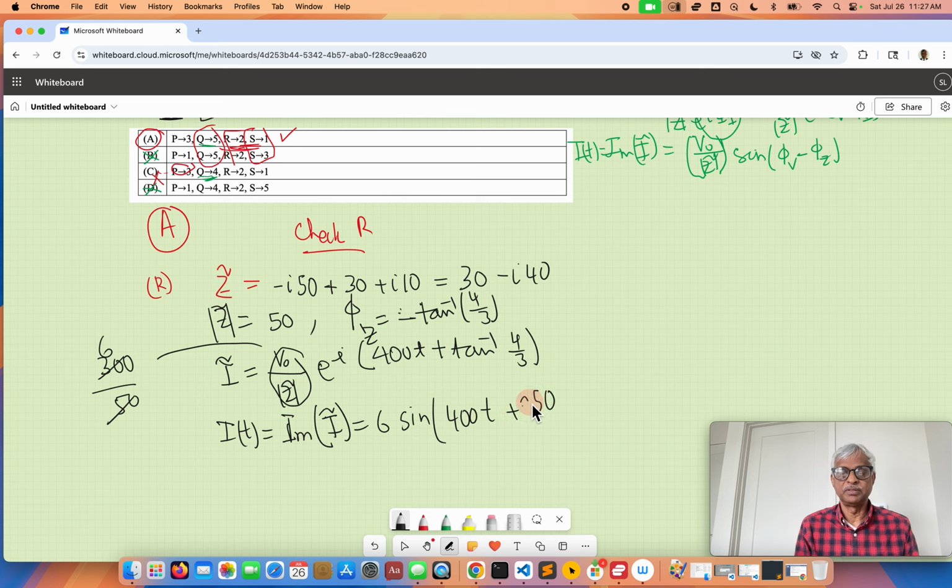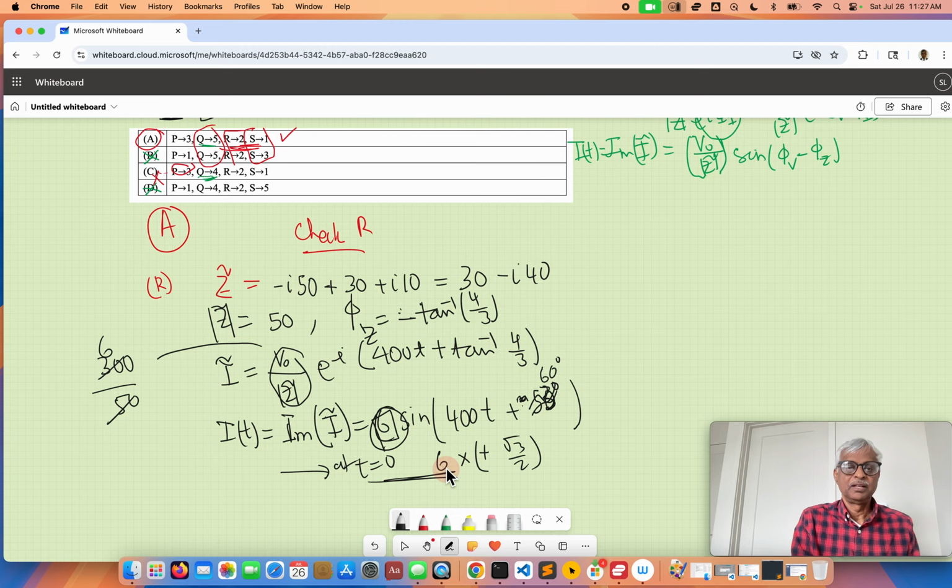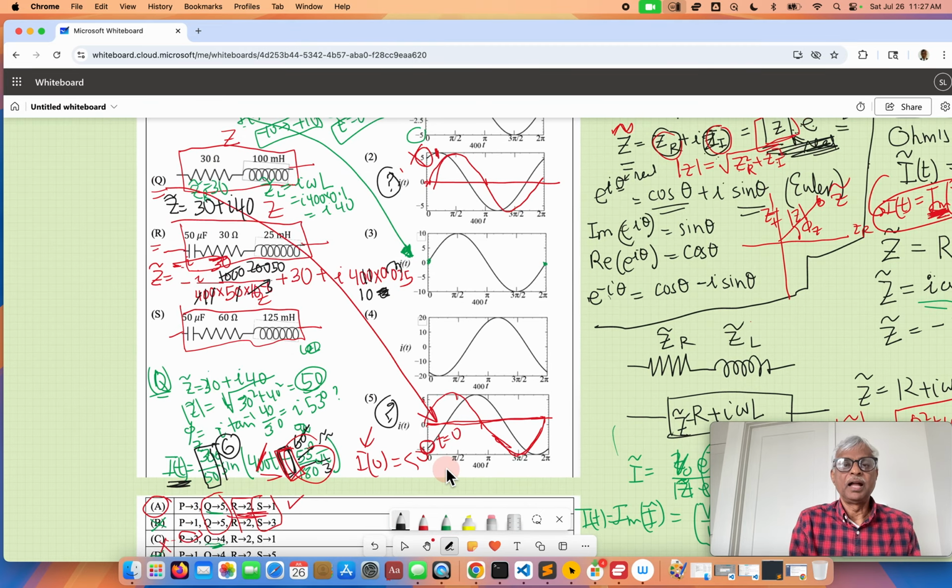Okay, so we can either go up or go down, 45 degrees, or let's call it 60 degrees for easy calculation. Again, if you look at t equal to 0, this is going to be 6 times plus square root 3 over 2. And it's going to go between plus and minus 6. And at t equal to 0 it's going to look like this.